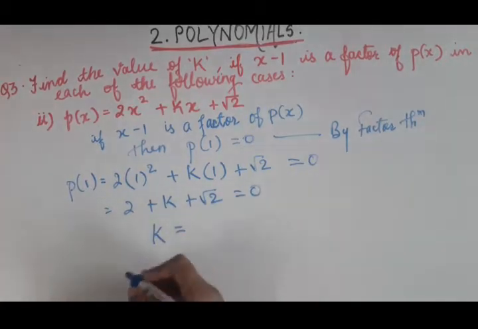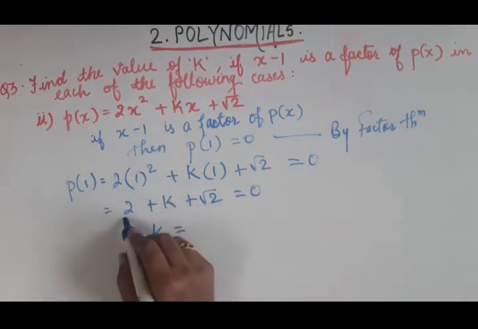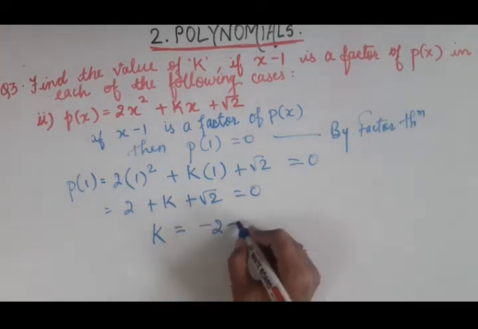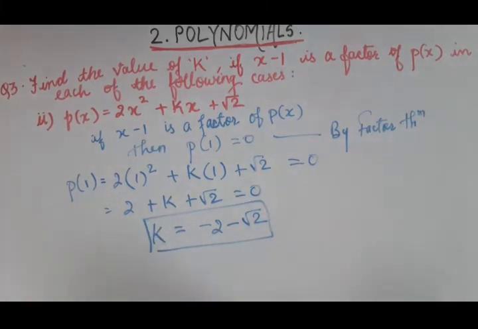Whatever is extra with k, shift that side. This is root 2, or shift this 2 first. 2 after going that side will be minus 2, and plus root 2 after going that side will be minus root 2. So this is the value of k in this question. Now let us move to the third one.